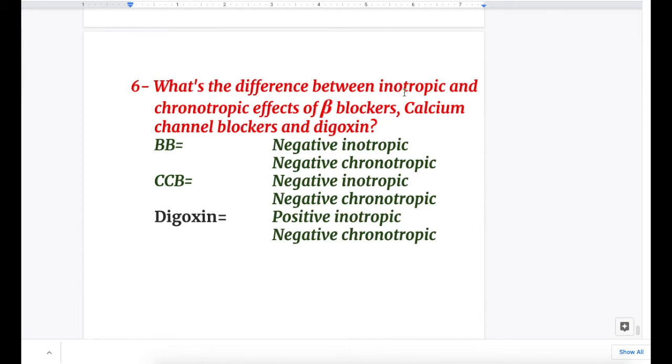What's the difference between inotropic and chronotropic effects of beta blockers, calcium channel blockers, and digoxin? All these three drugs, beta blockers, calcium channel blockers, and digoxin, have negative chronotropic effects on the heart. Beta blockers and calcium channel blockers are also negative inotropic, whereas digoxin has a positive inotropic effect. It increases the force of cardiac contraction, whereas it has a negative chronotropic effect along with the beta blockers and calcium channel blockers.